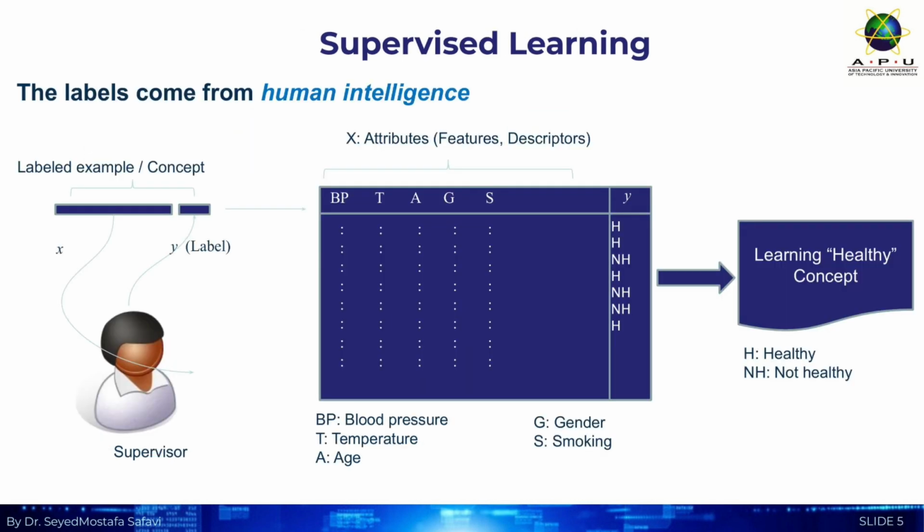Let's make this concrete with a scenario. Look at the table. We have 5 x variables, our features, like blood pressure and temperature. And on the right, we have the y variable, the label, healthy, H, or not healthy, NH. Who provides these labels? It's often human intelligence, a medical expert determining the health status, or a security analyst classifying a network packet as safe or malicious. This human-labeled data is the fuel for supervised learning, teaching the model to find the complex patterns that separate the healthy from the not healthy examples.